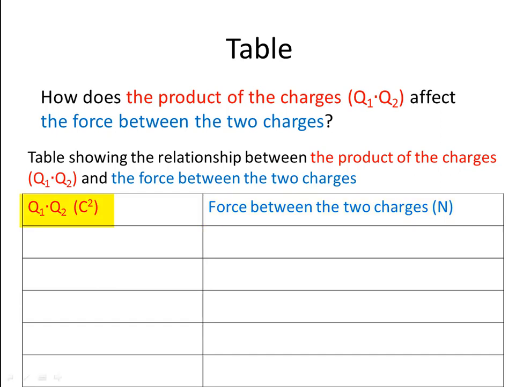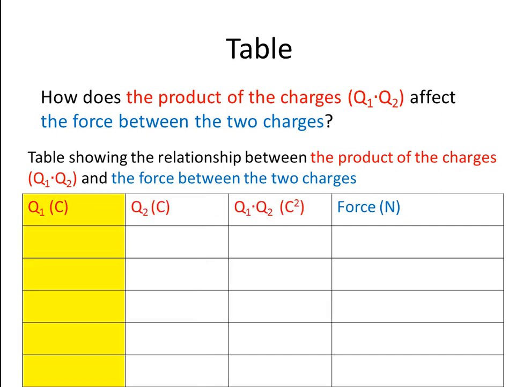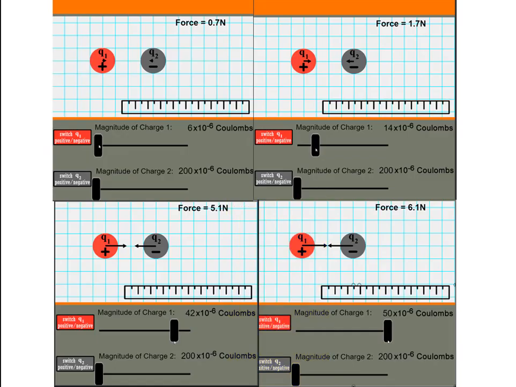But now we don't automatically know the product of the two charges. We need a space to record what we do know, so we can then calculate the product. So we add 2 columns to the left, Q1 in coulombs, Q2 in coulombs. And from that, of course, we can multiply the two to get our real independent variable for this investigation, Q1 times Q2. So we have already collected the data for this. If necessary, go back to those investigations where we had these simulations.